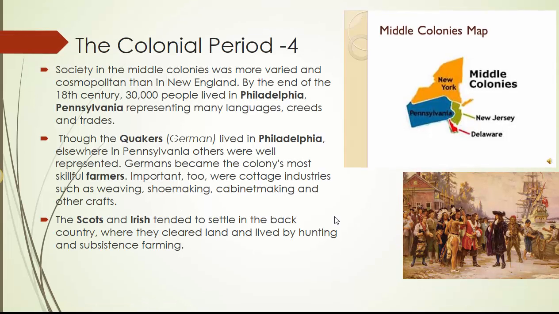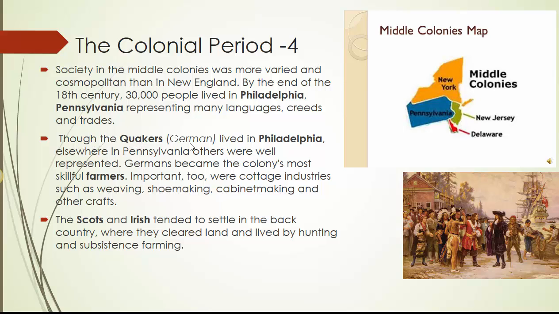Colonial period, slide 4, the Middle Colonies. Society in the Middle Colonies was more varied and cosmopolitan than in New England. By the end of the 18th century, 30,000 people lived in Philadelphia, Pennsylvania, representing many languages, creeds, and trades.